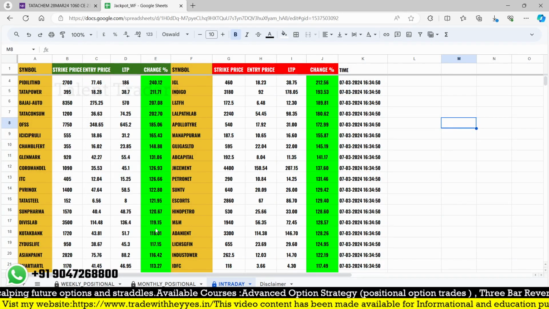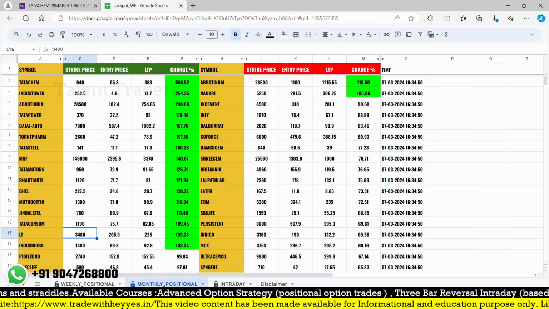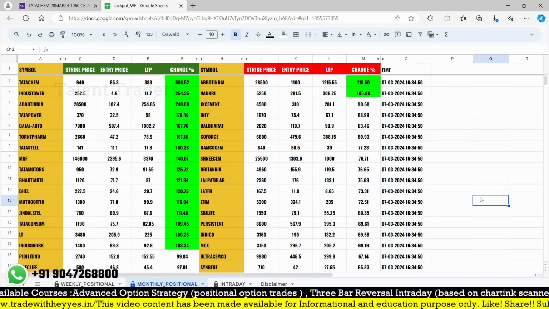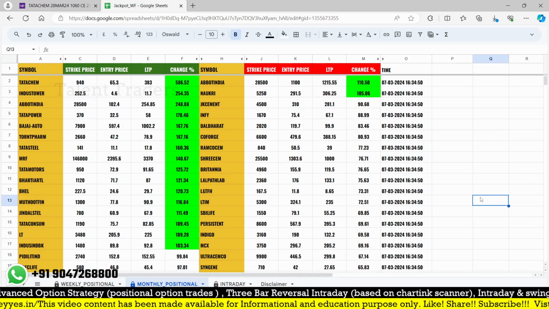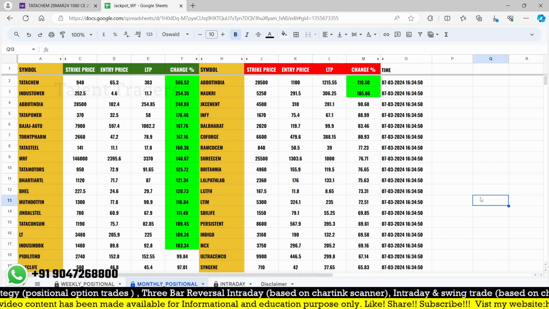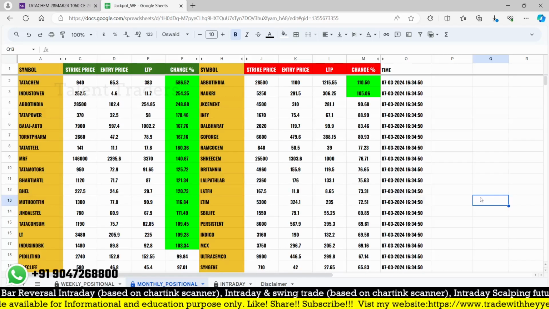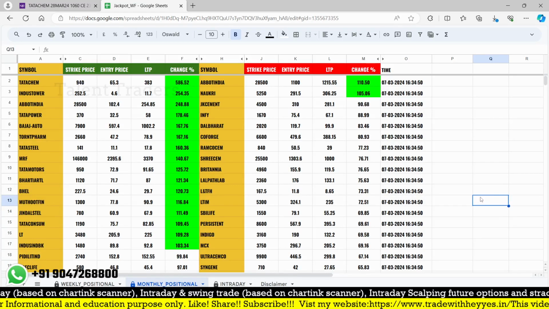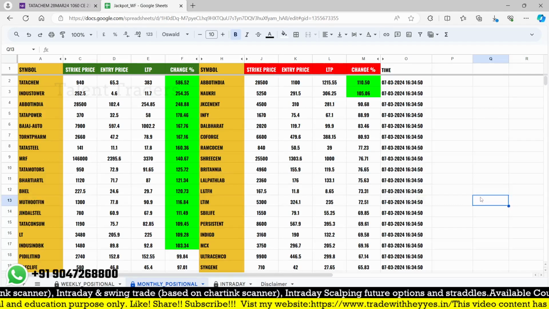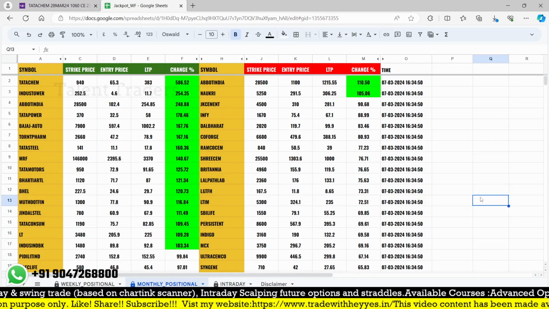So let me discuss our monthly positional. Those who have finished our advanced option strategy know very well how we are picking out the stocks based on our strategy. We are planning for 5 to 6, 7 stocks in a month. It's good enough. We have started, and almost 7 days are gone, 1 week is gone from the month of March.